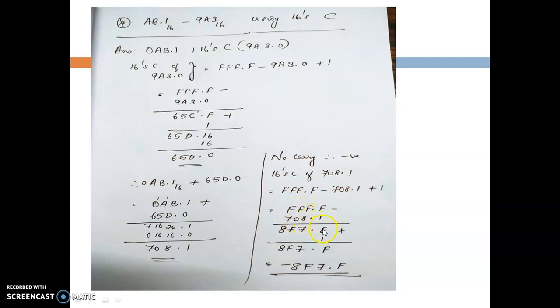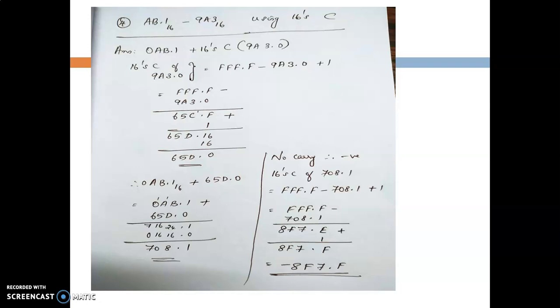F minus 1 is E. F minus 8 is 7. F minus 0, that is 15 minus 0, is again 15, that is F. F minus 7 is 8. So this is your 15's complement only. Now we are adding this 1 here. So E plus 1 is F, 857. So it is minus 857.F.